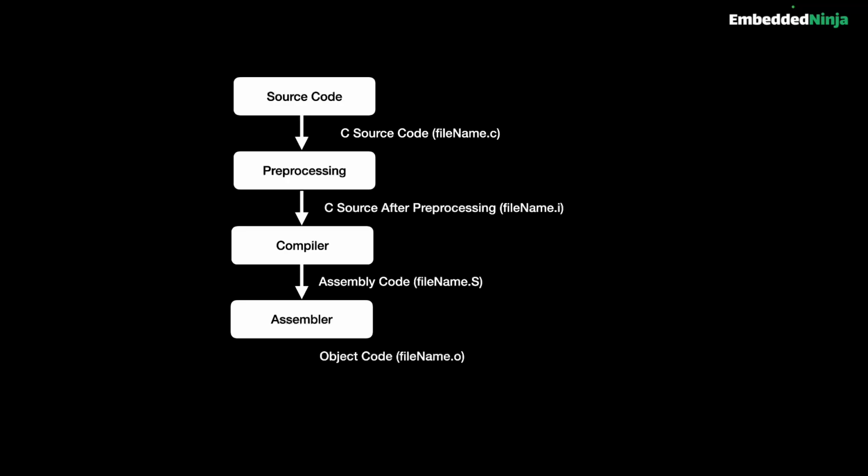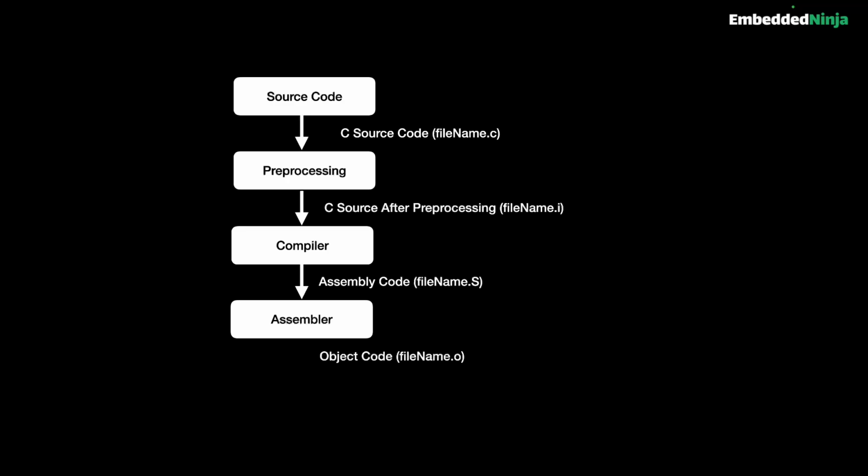Now, the assembly code needs to be converted into object code. So the assembler converts this assembly code into object code, and object code is machine specific. It will consist of binary instructions. So the output is an object file. It will mostly be .o or .obj, which contains compiled functions and data. But still, this object file is not an executable file.